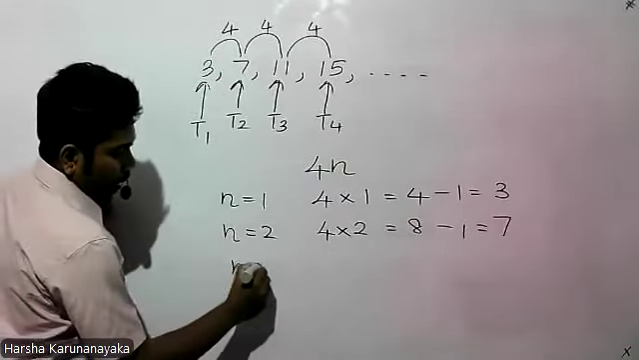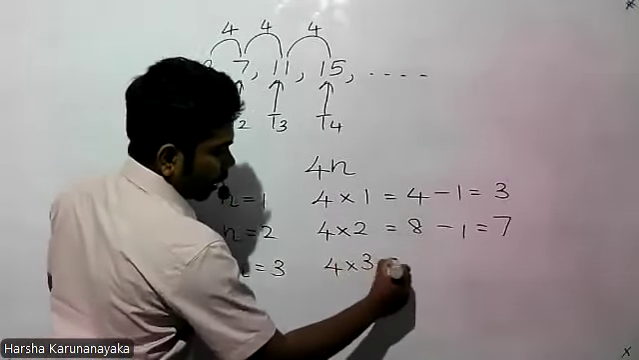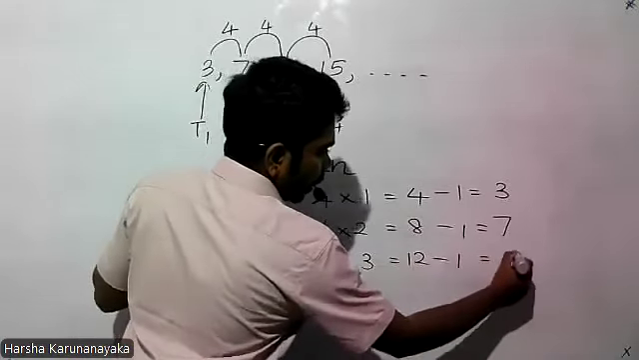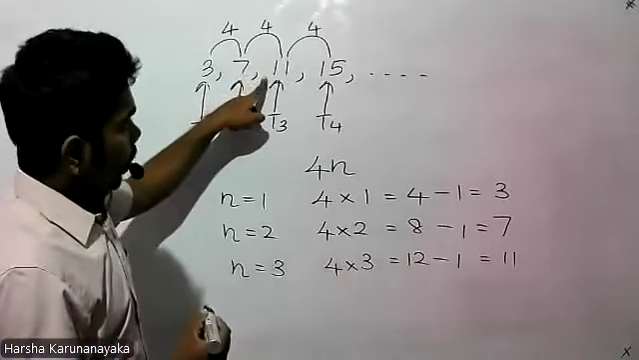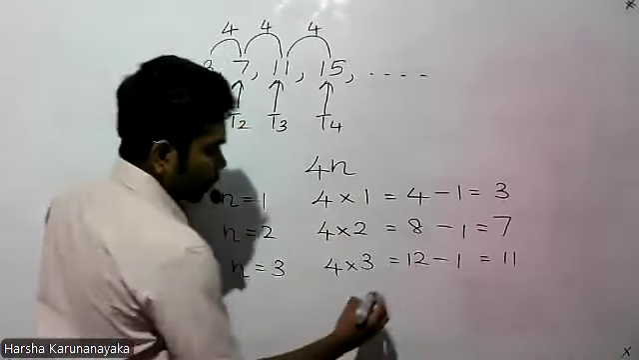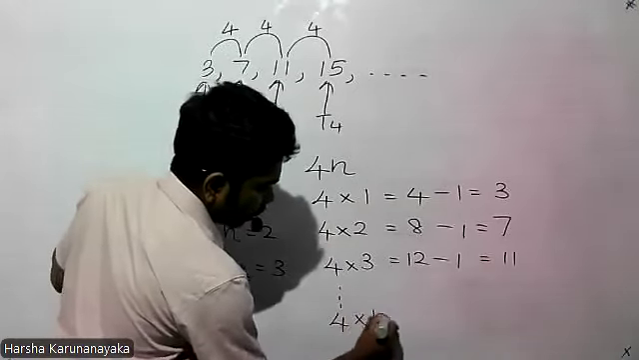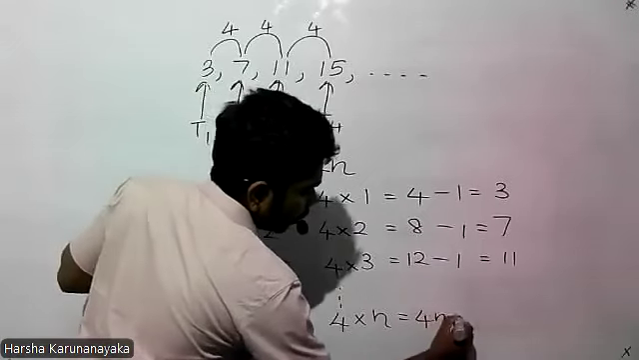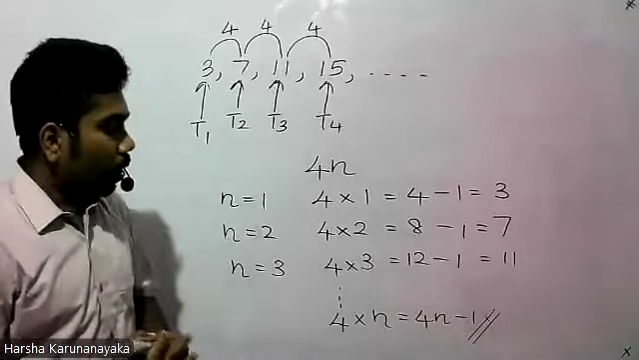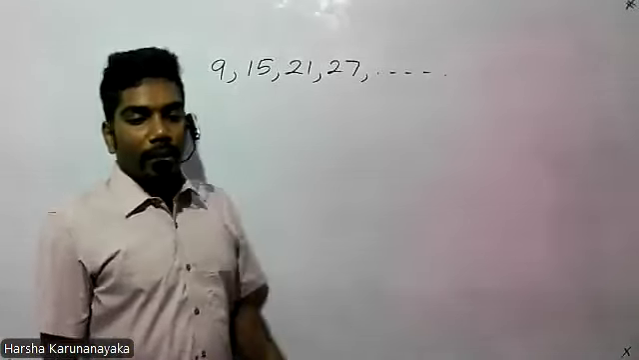Now I give 3 for n. 4 times 3 equals 12. 12 minus 1 equals 11. So we can get the actual third term. So 4 into n equals 4n minus 1. This is the general term: 4n minus 1. Now I move to another example.